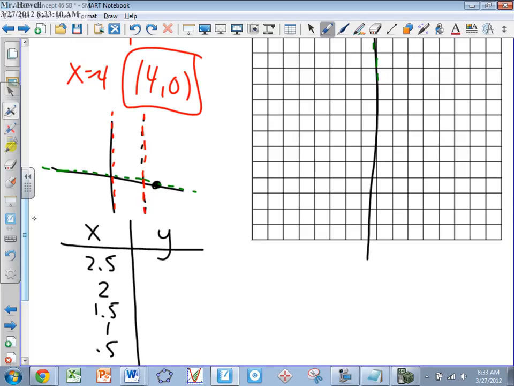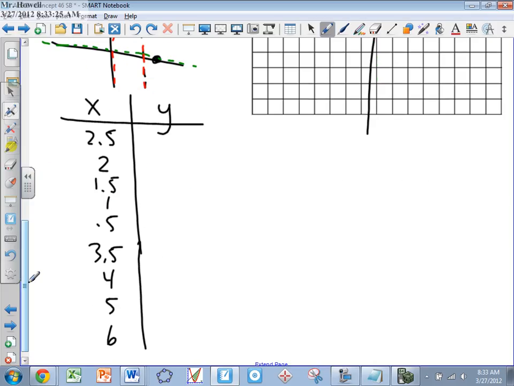Do I really need to plot 4? No. Why? Because 4 is the intercept. The asymptote is 3, remember. The asymptote was 3, the intercept is 4. So when you plug a 4 in, what are you going to get? Zero. You're going to get 0. So you don't need the 4 here. So just go right to 5 and 6.